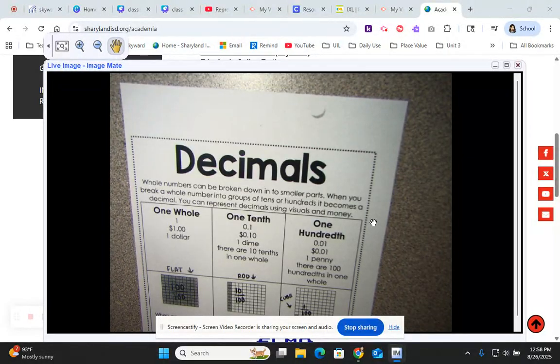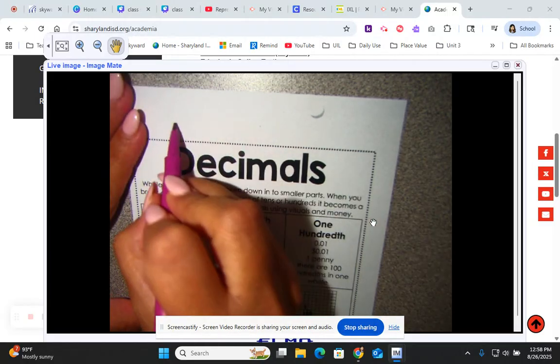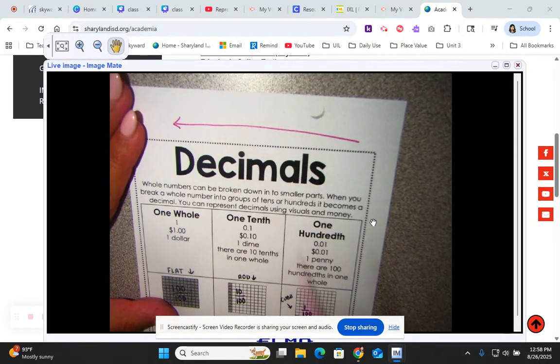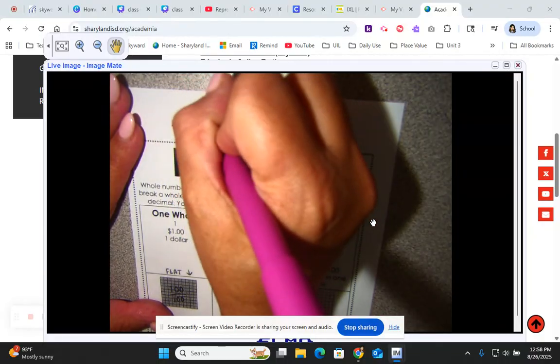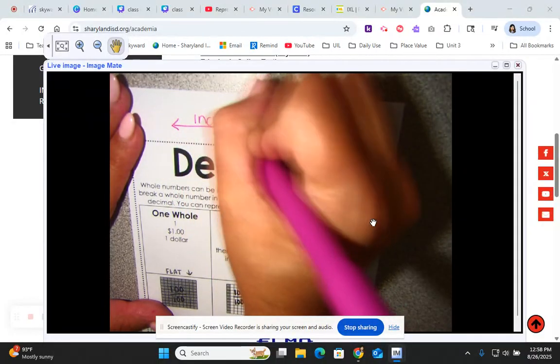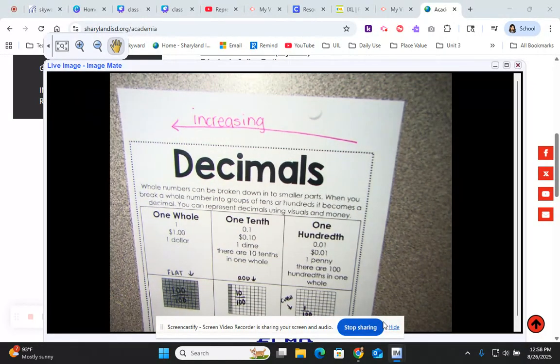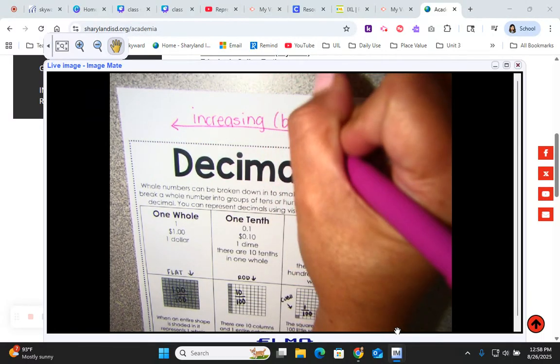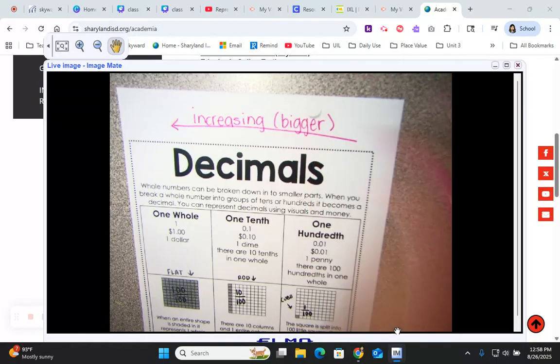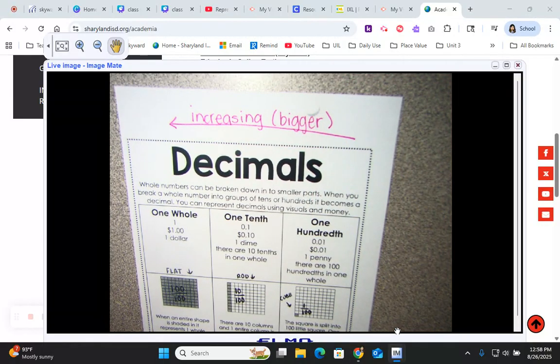What did we say happens to our place value chart when it moves to the left? Increasing. Very good. Our numbers, our values are increasing. And we said that's a fancy word that means what? Bigger. They're getting bigger. Write this down. Remember, everything I write, you write.